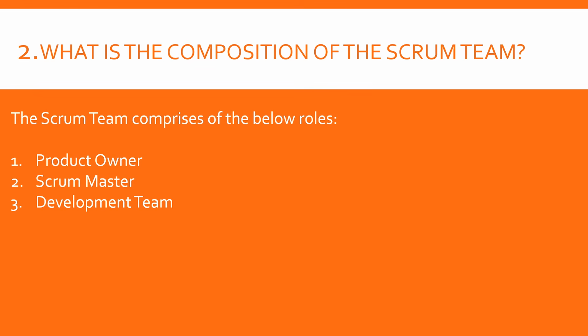Number 2. This is another commonly asked question: the composition of the Scrum team. So ideally the Scrum team comprises three main roles which are listed in the slide. One is the product owner, two is the Scrum master, and the third one is the development team. The development team includes the developers, the testers, or any other IT staff. So all these three roles comprise a Scrum team.